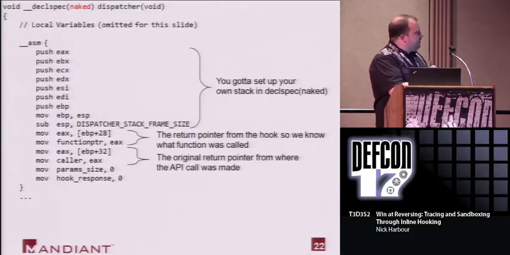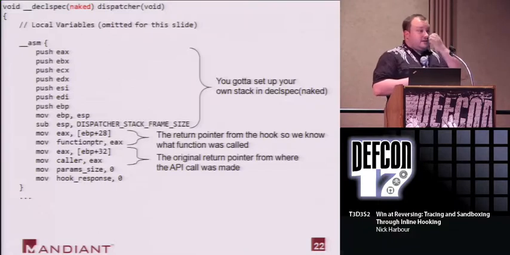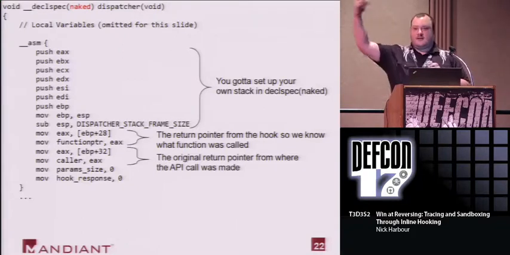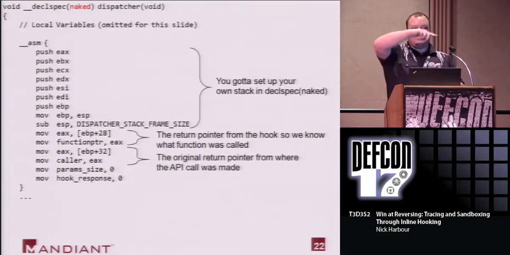We also grab the pointer from the stack of the original function that called this. The reason we look at that original pointer is so that we can filter based on where that API call got called from. We're really only interested in calls that are coming from our executable. So if I launch Notepad, I only care about calls from Notepad. I don't care if Notepad calls kernel32 and kernel32 calls something else. I don't want to see that call. I only want to see the call from Notepad to kernel32.